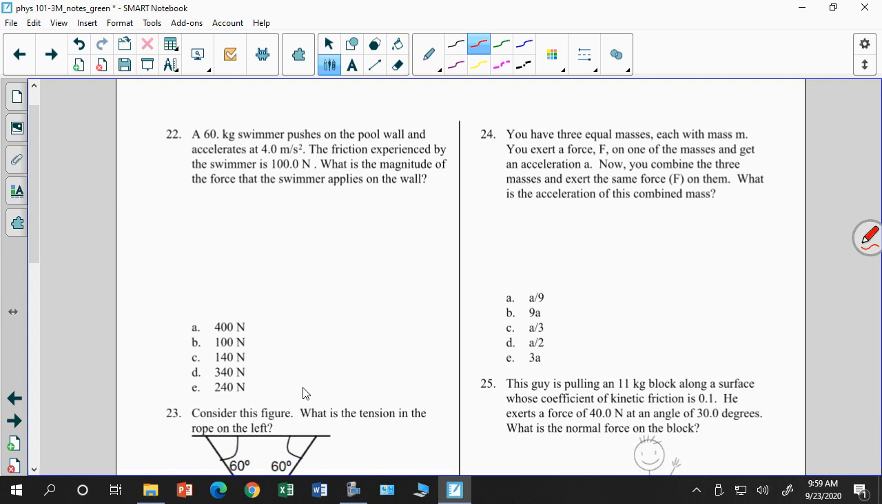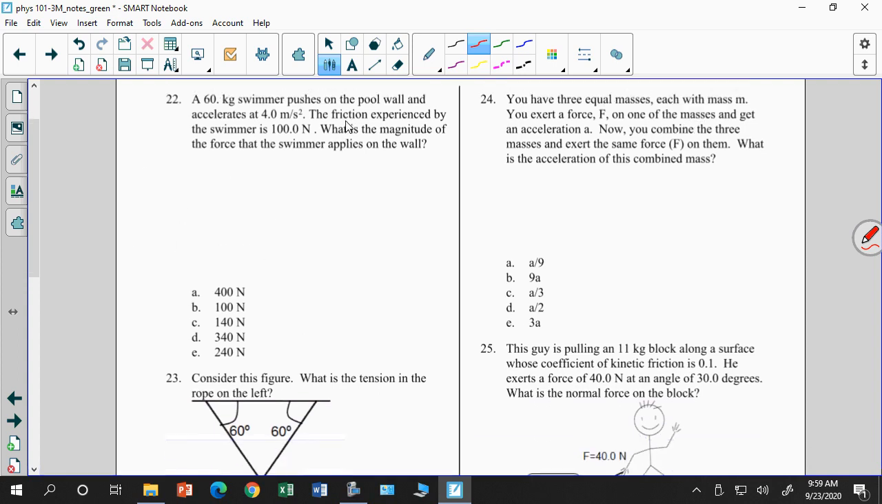Okay, let's look at number 22. A 60-kilogram swimmer pushes on the pool wall and accelerates at 4 meters per second squared. The friction experienced by the swimmer is 100 newtons. What is the magnitude of the force that the swimmer applies on the wall? Okay, we're going to follow the same steps.